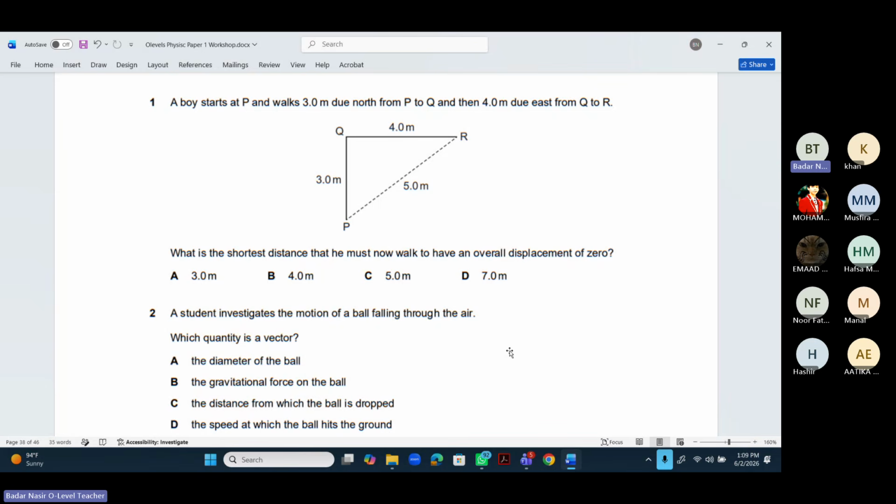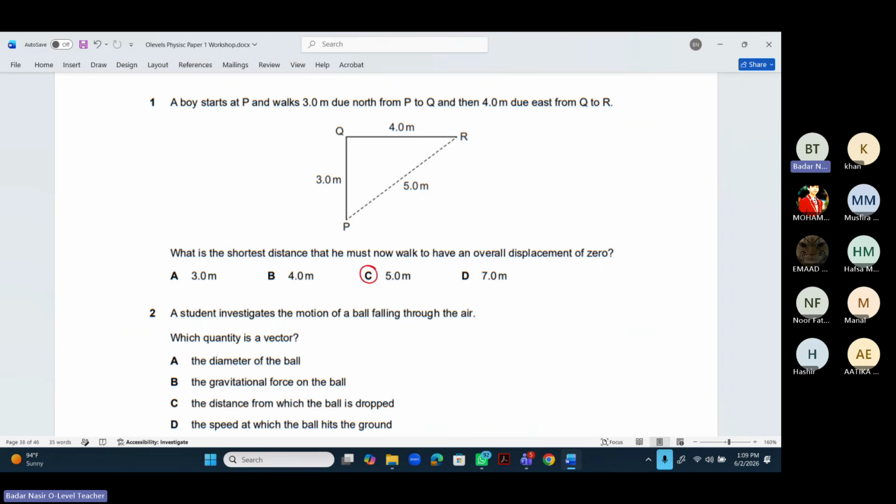So he is asking you about the overall displacement, an overall displacement of 0. So for question number 1, the correct answer is 5 meters. So P to Q, then from Q he went to R.